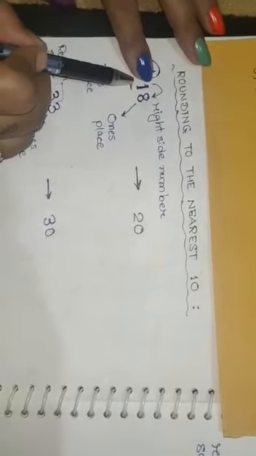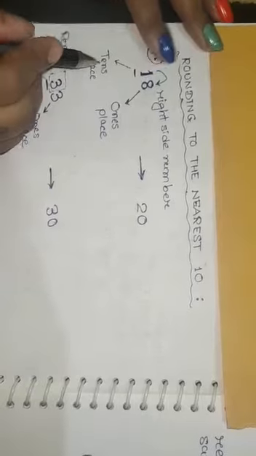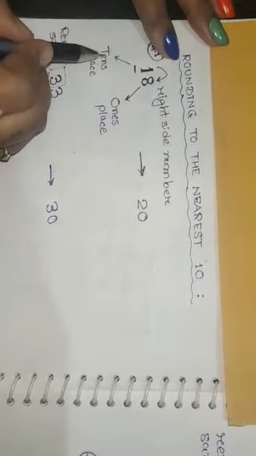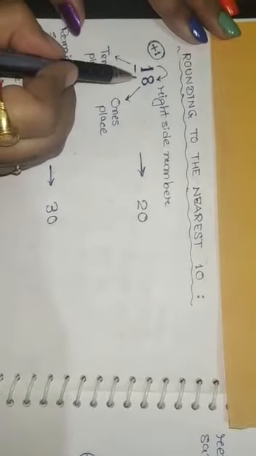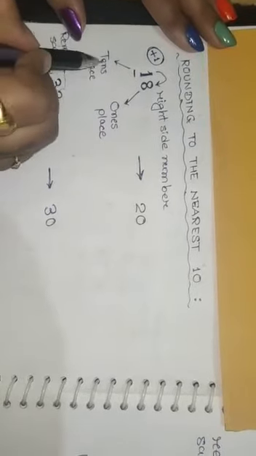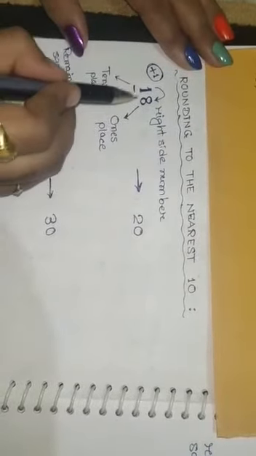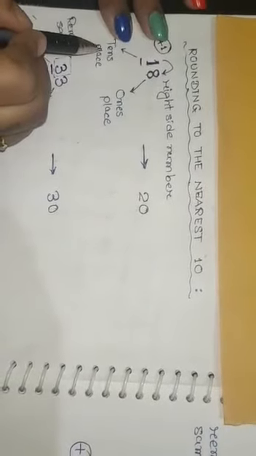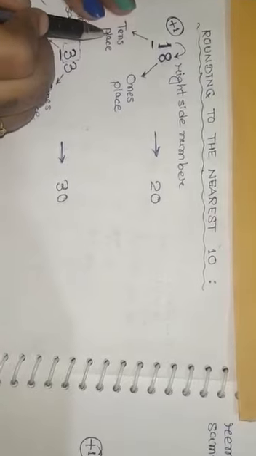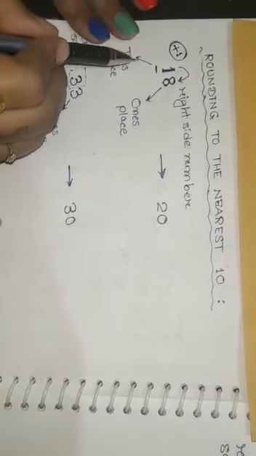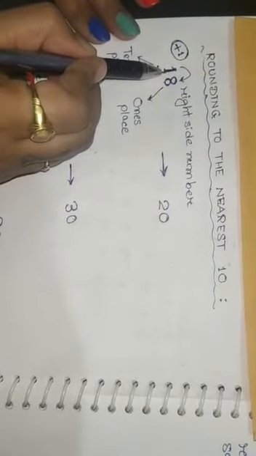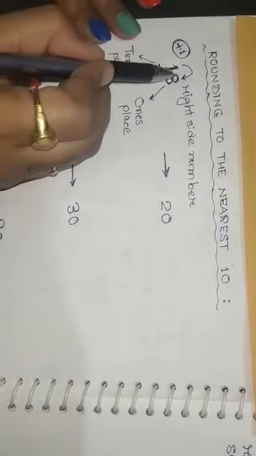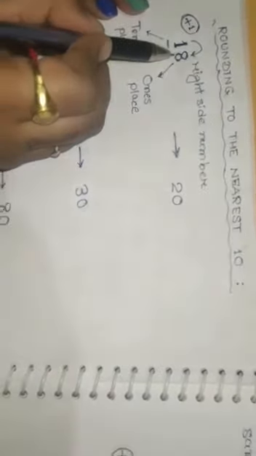But while rounding off, you will not look at the number in the tens place. No. Which number to see? The number at the right hand side of the tens place. What do we have here? 8. Tens place number is 1, ones place number is 8. As we are rounding off to the nearest 10, we will not look at the tens place, and we have to check the digit at the right side of the tens place, that is the digit in the ones place. Here you have 8 in ones place.